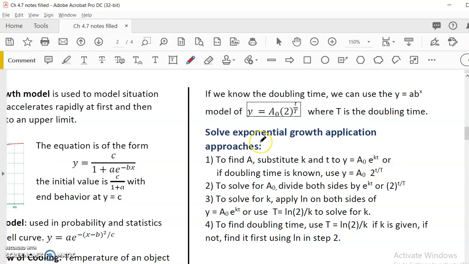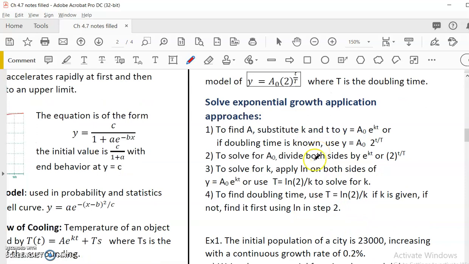Okay, so in this particular section, 4.7, we will look at the exponential growth model in more detail. Sometimes if we want to find the final number after a certain time, we can just plug in k and t and do it. If we know the doubling time, then we can use A0 times 2 to the t over T. Now, sometimes they tell you a particular time and y value, but you have to solve for A0 and k.